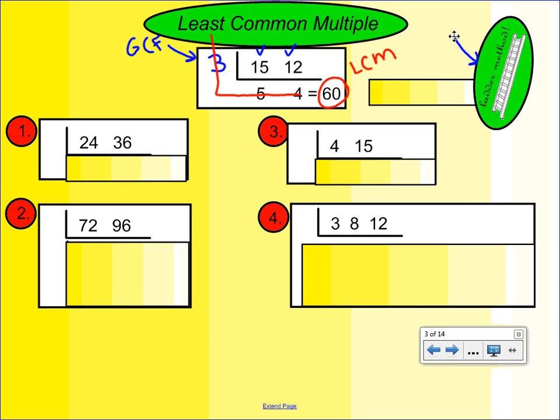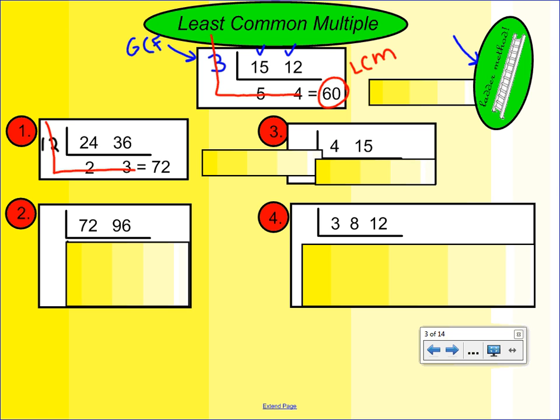Okay, welcome back. Let's take a look at number 1. The 24 and 36 are the numbers we're finding the least common multiple of, and they can both be divided by 12. 24 divided by 12 is 2, and 36 divided by 12 is 3. And when we multiply those 3 numbers together, 12 times 2 is 24, times 3 is 72. And remember, draw that L on the outside of your ladder to remind you of least common multiple.